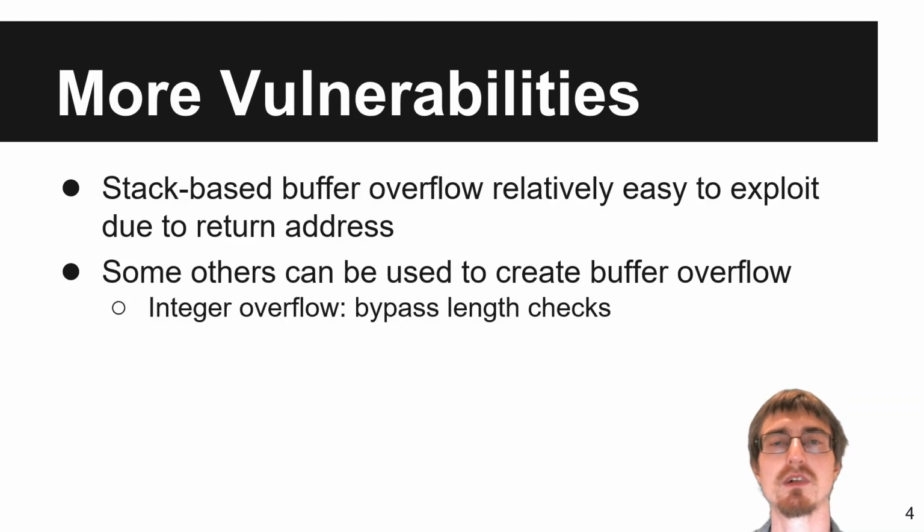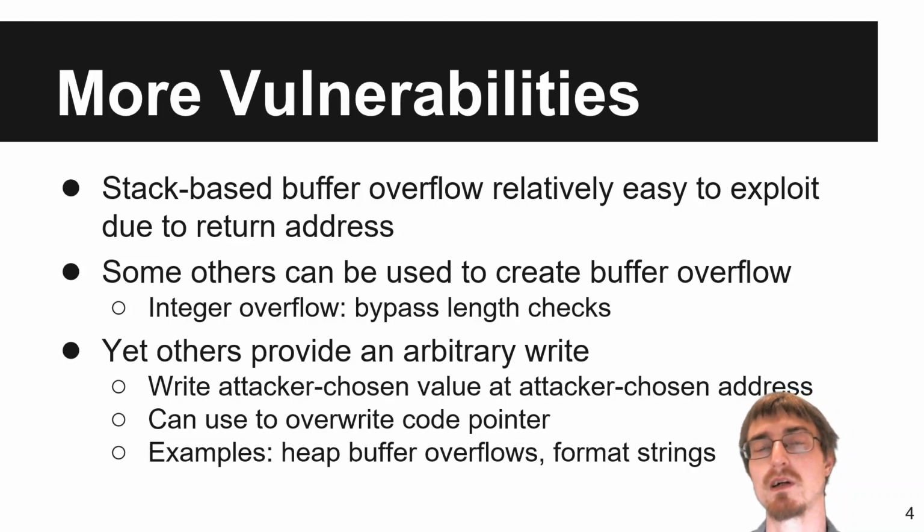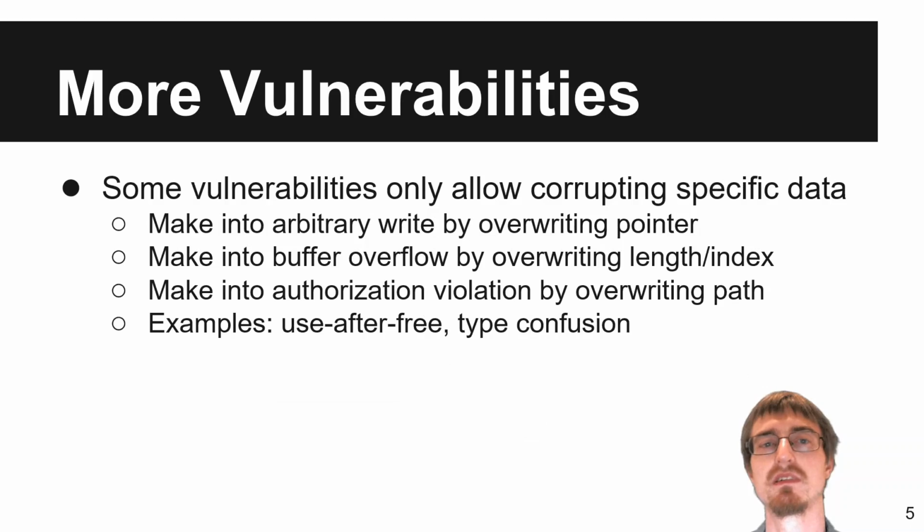So, some vulnerabilities can be used to create a buffer overflow. You've seen buffer overflows. For example, integer overflows can often be used to bypass length checks and create a buffer overflow. Others provide an arbitrary write, so they enable you to write a value of your choice at a location of your choice. This could be used, for example, to override a code pointer, which brings you back to the spot where you were with the overwritten return address. An example would be a buffer overflow on the heap or a format string. We will be discussing these vulnerabilities.